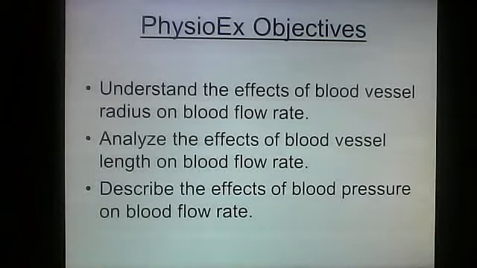Once you've completed this pre-lab exercise, and then you come to lab and perform the lab exercises, you will then be required to perform a PhysioEx lab. The objectives for this lab involve understanding the effects of blood vessel radius on blood flow rate, analyzing the effects of blood vessel length on blood flow rate, and describing the effects of blood pressure on blood flow rate.